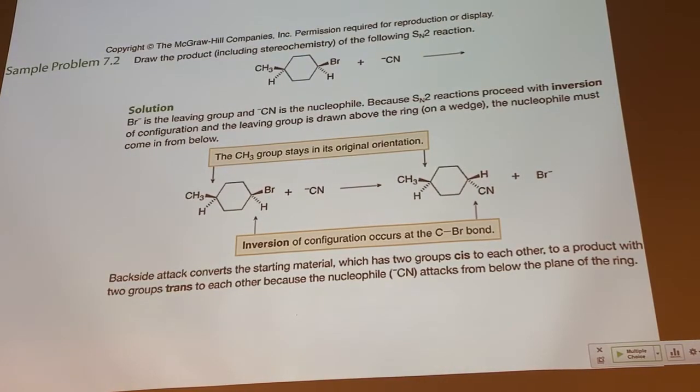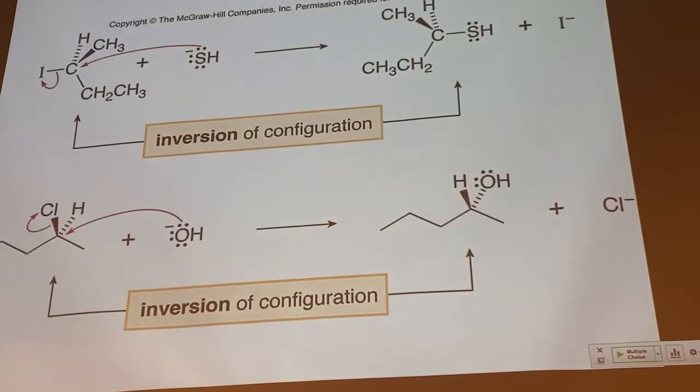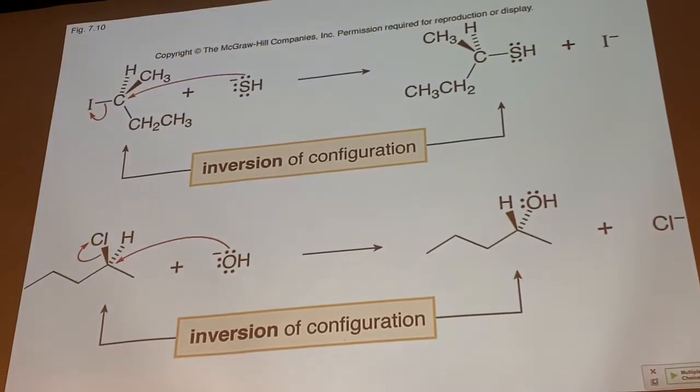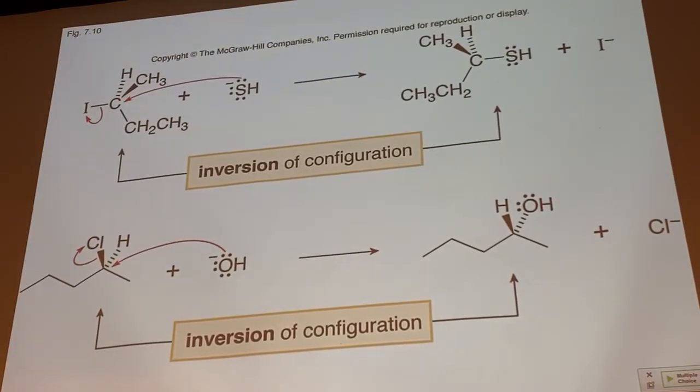When we have an acyclic alkyl halide, those are usually drawn in one of two ways. This is less common, but we'll show it to you first. If we have the leaving group, the bond between the carbon and the leaving group, drawn in the plane of the paper or the screen, then usually the easiest way to draw the inversion is to draw the mirror image of this, but not with the leaving group there, with the nucleophile replacing it, right?